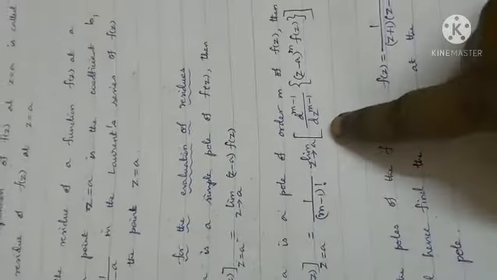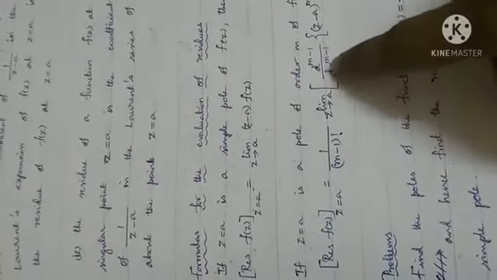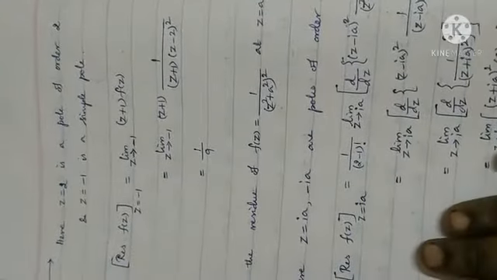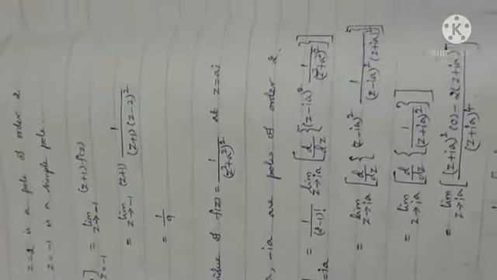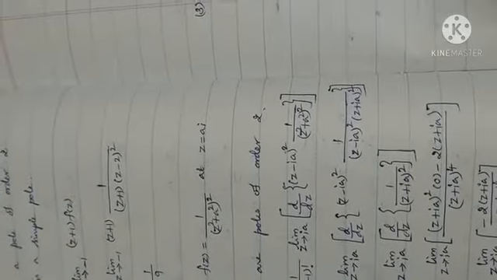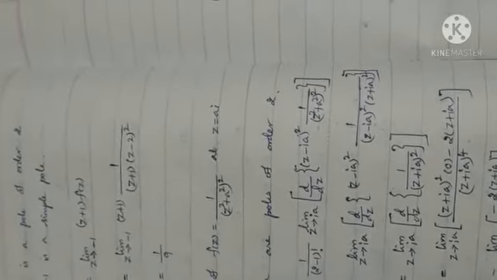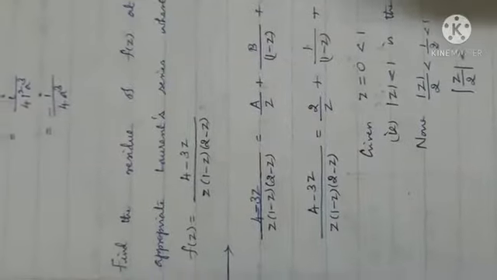So you know now how to find residue using the formula. We have a formula for a simple pole and a formula for a multiple pole, right? So you know the method here. If it is a simple pole, there are two methods to find residue. I have told you the formula method now. Let us see some more problems.